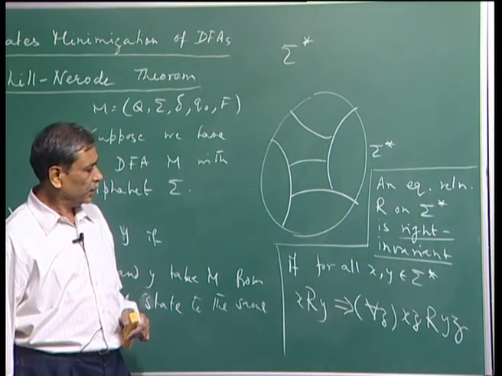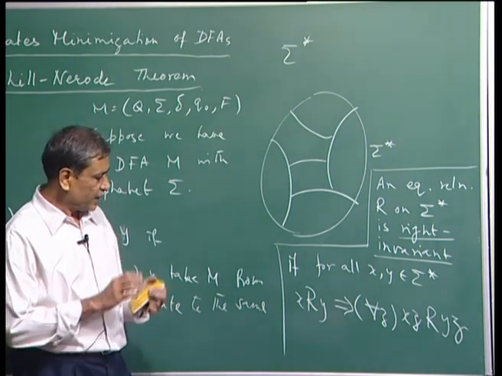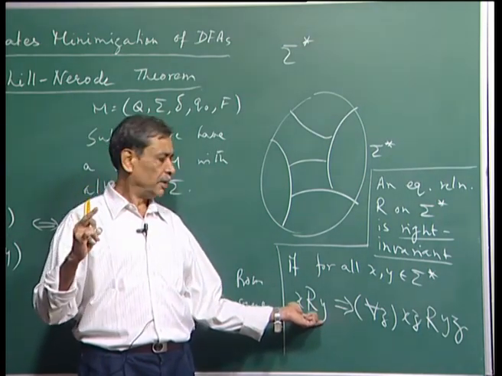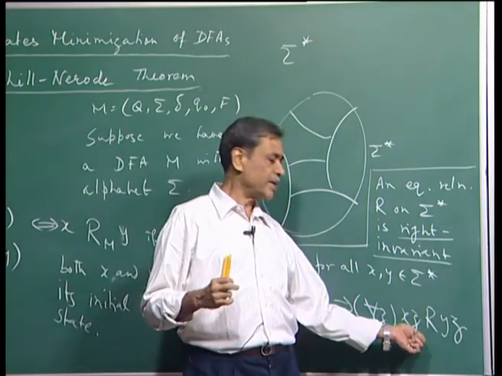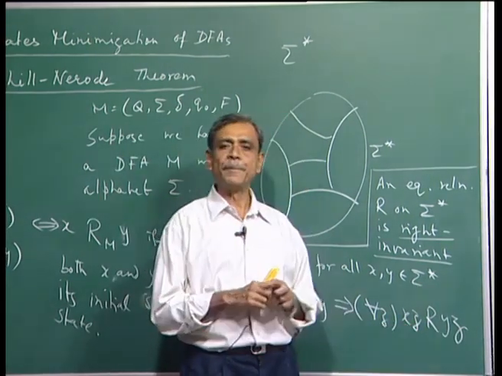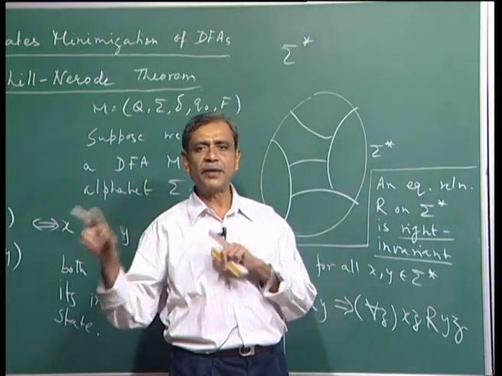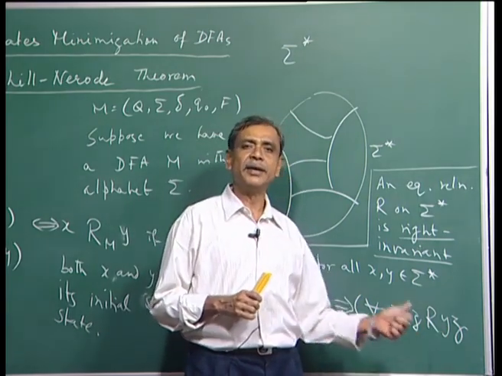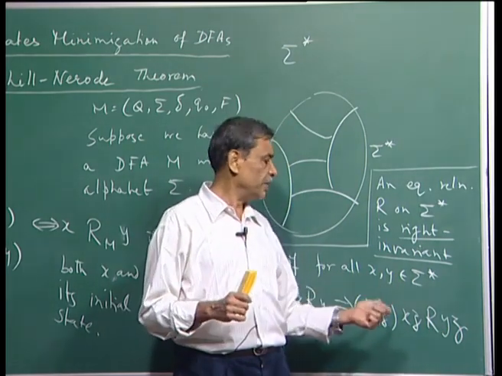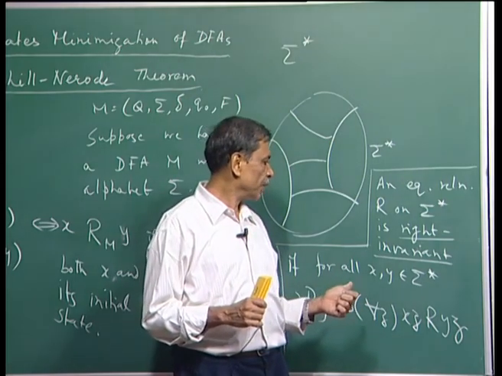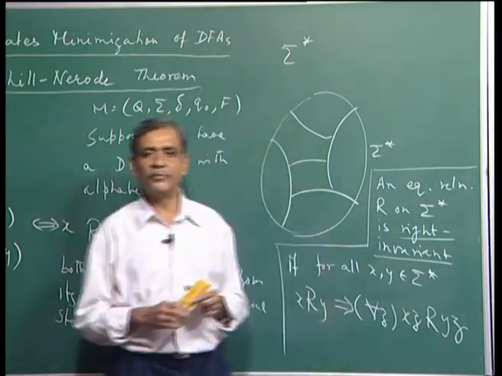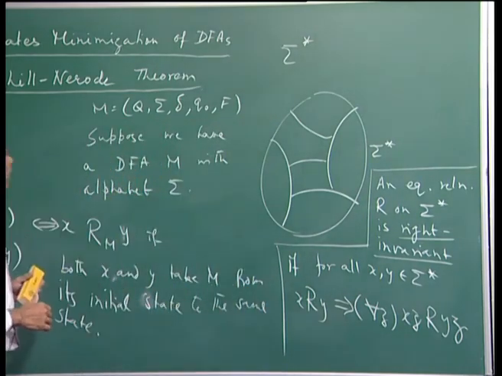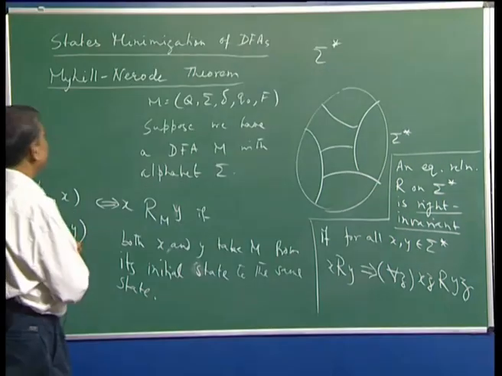Is it clear? What we are saying is, if x and y are related, then you take any string z and concatenate it to x and then to y. So, you will get two new strings xz and yz. You will find that xz and yz are also related, in case, of course, the relation is right invariant. Now, you can check that this relation Rm is right invariant.